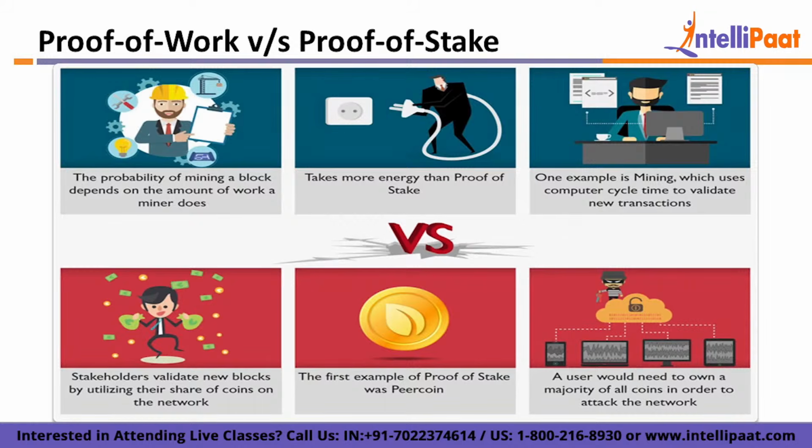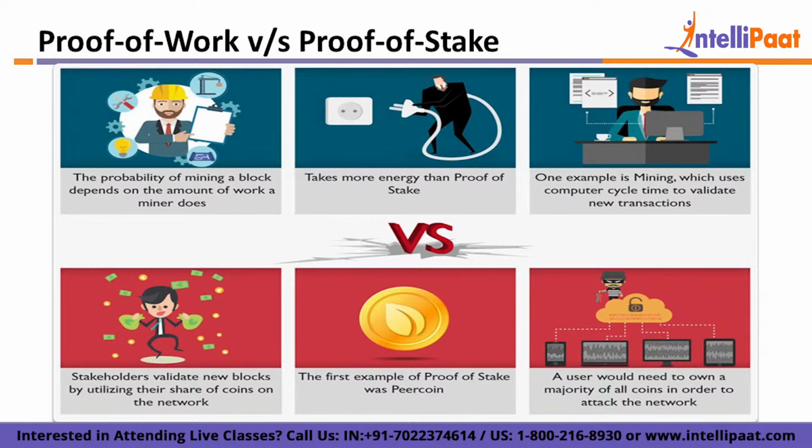One example is mining, which uses computer cycle time to validate new transactions. So mining of new blocks, as we already discussed, uses computer cycle time to validate new transactions. Sorry, every block through new mining is generated every 10 minutes in Bitcoin, which we have already seen. Stakeholders in proof of stake validate new blocks by utilizing their share of coins on the network. So the validator nodes actually work on the share of the coins they have in the network, and that is called stake in the proof of stake consensus mechanism.